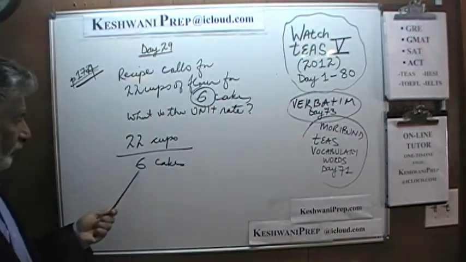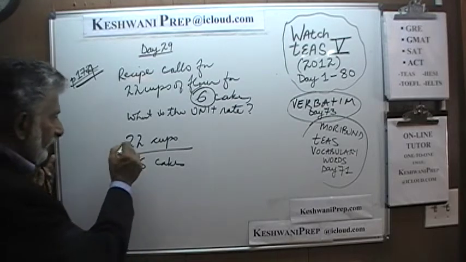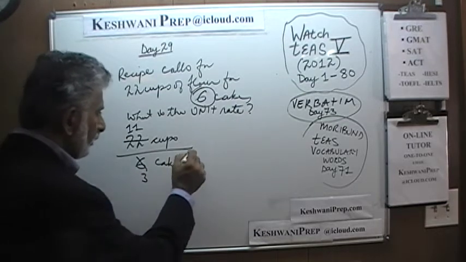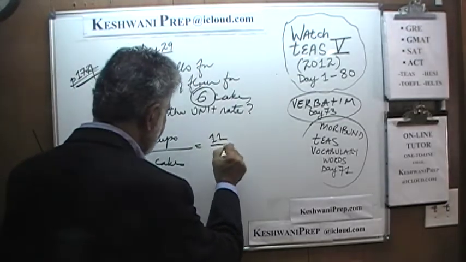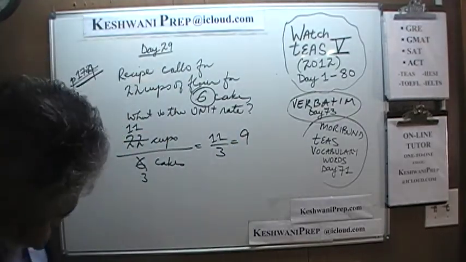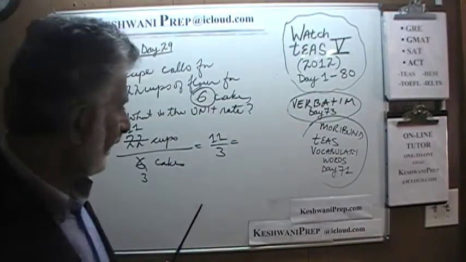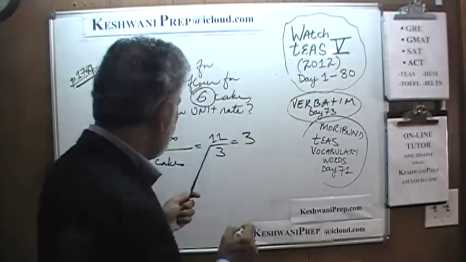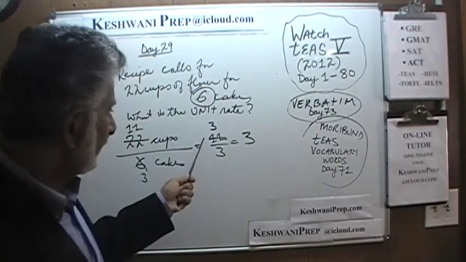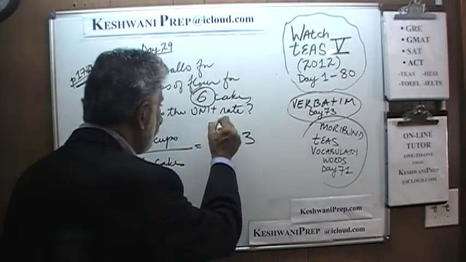Well, that's a multiple of 2, that's a multiple of 2, they're both even numbers. Let's divide top and bottom by 2. If you divide the top by 2, it becomes 11. And the bottom, if you divide by 2, it becomes 3. So we end up with 11 over 3. 3 times 3 is 9. Or we can do it right here. 11 has 3 threes. 3 threes are 9. After we take away 9 from the 11, we have a remainder of 2.